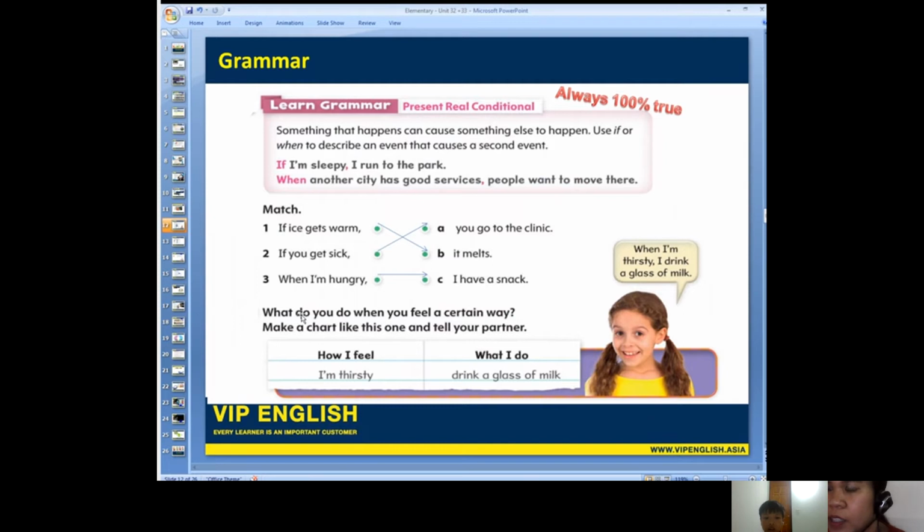Okay. So here, time to do more exercises. What do you do when you feel a certain way? Something that you feel. So make a chart like this one and tell your partner. So this is an example of a chart. So I'm thirsty. I drink a glass of milk. So this is what I do. So what I feel is I feel thirsty, and what I do is I drink a glass of milk. Okay, so when I'm thirsty, I drink a glass of milk.